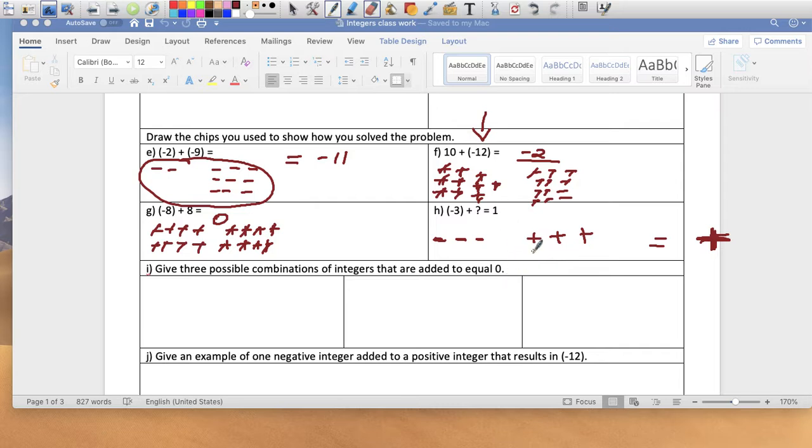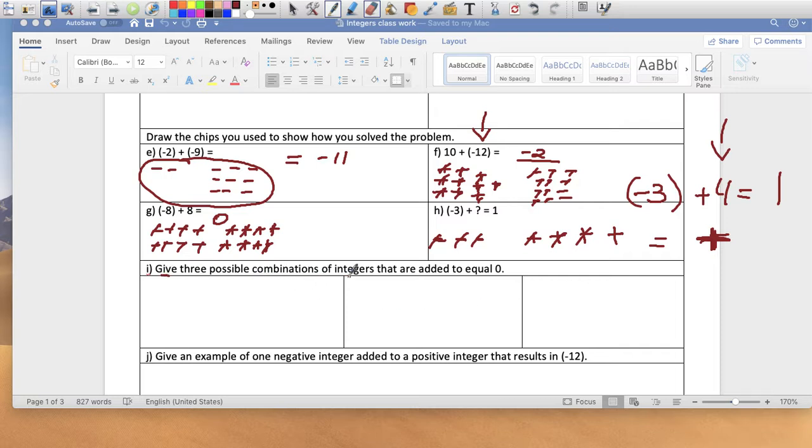So right now, I put 3 positives. And if I put 3 positives, I'm going to make, this is a 0 pair, another 0 pair, another 0 pair. So far my answer is 0. So in order for the answer to be 1, I have to add 1 more. So in essence, that question should have been -3 plus 4. And that gave me 1 positive, right? Because you can tell there's more positives over here.